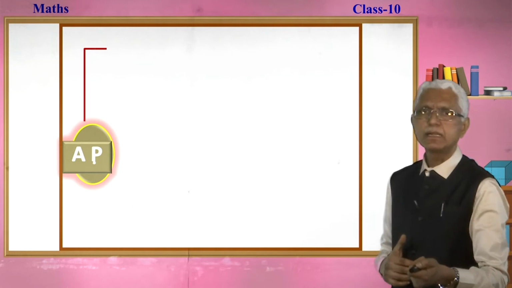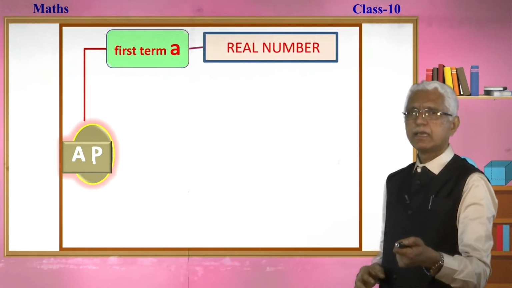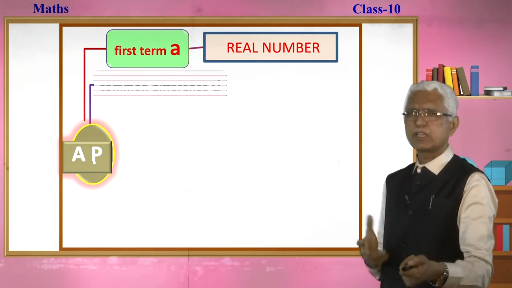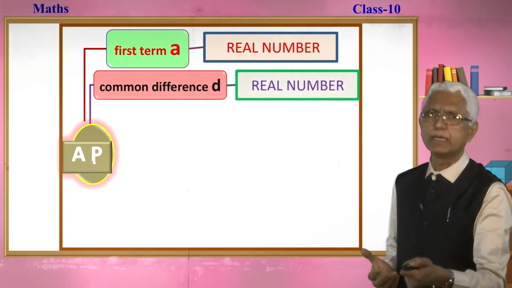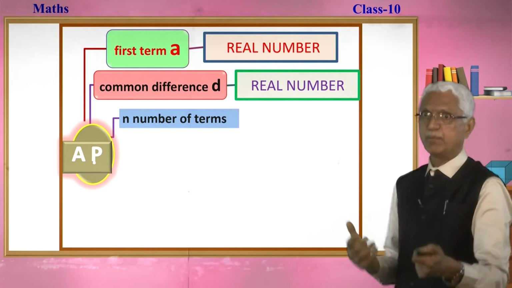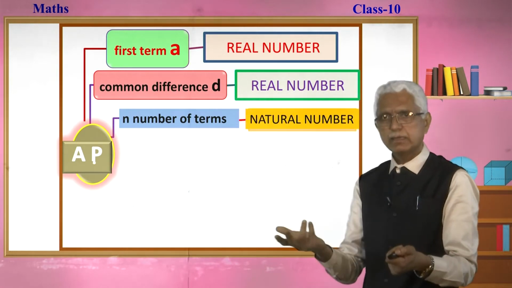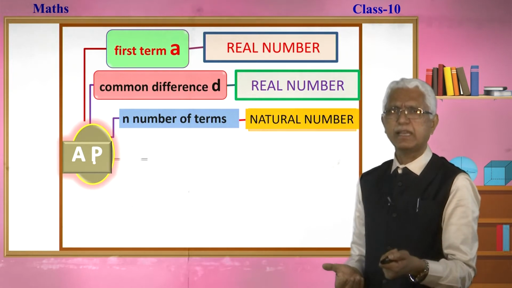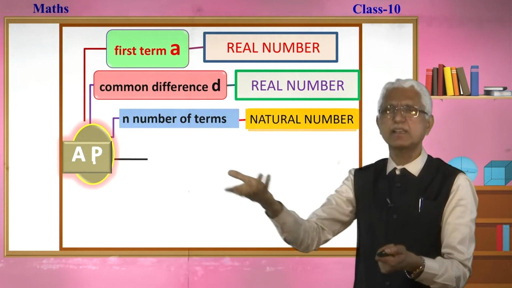Well, my dear children, first term is denoted by the symbol a. It is a real number. Common difference is denoted by the symbol d. It is also a real number. And the number of terms is denoted by the symbol n. It is also a real number, a natural number is a real number. And number of terms has to be a positive integer. Therefore, it is a natural number.